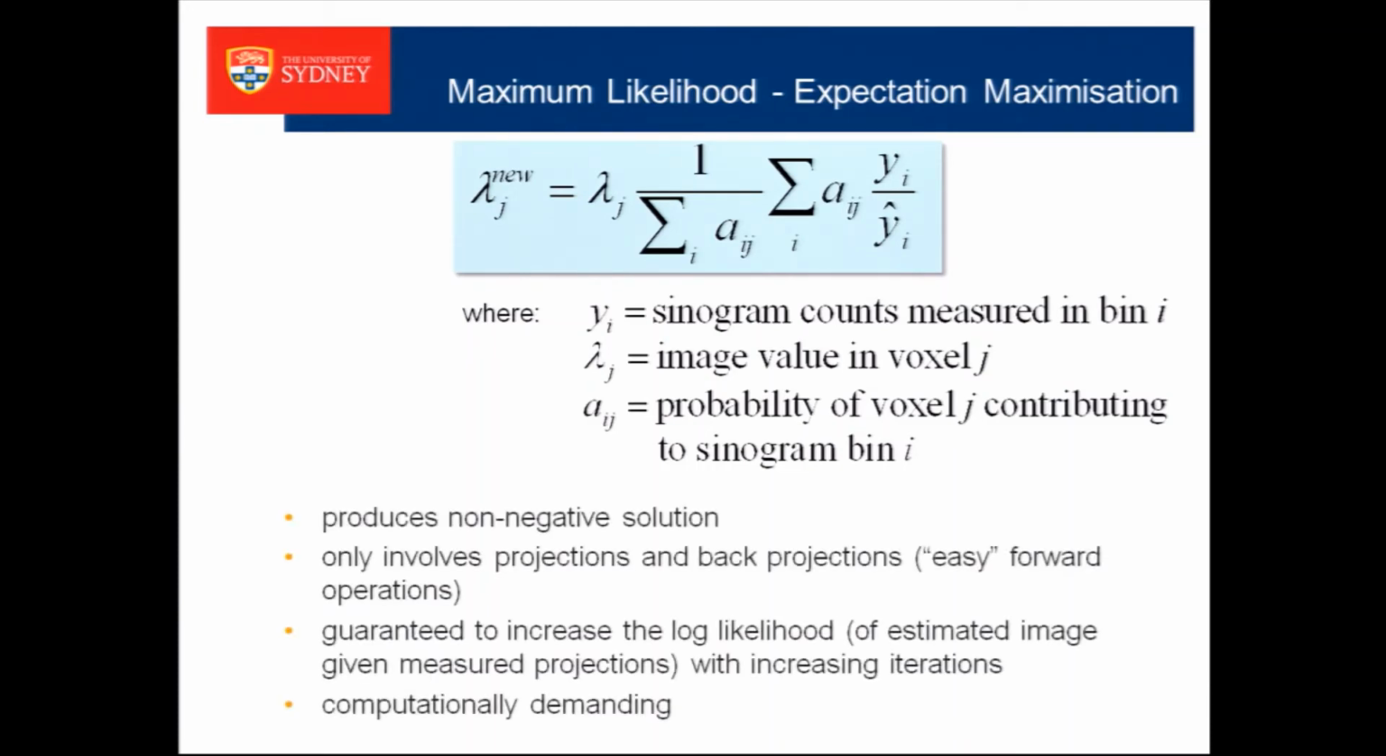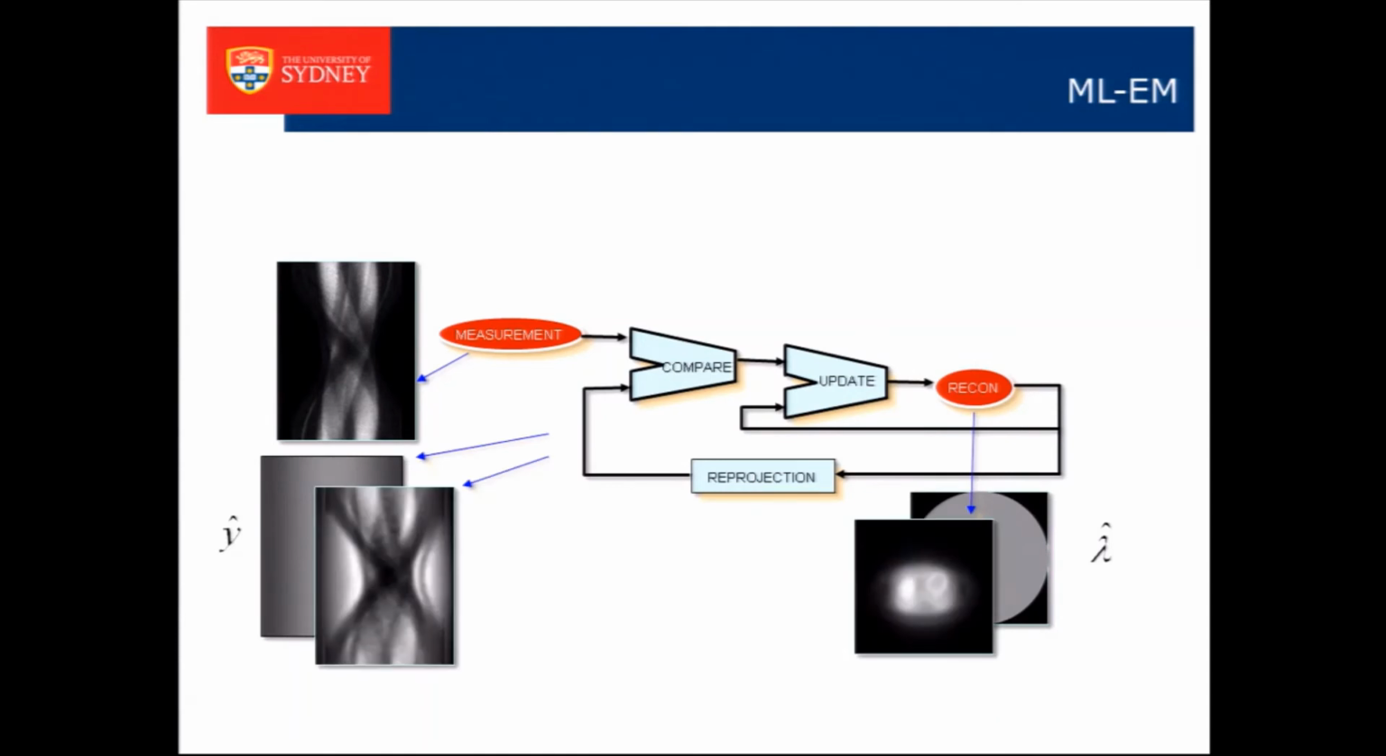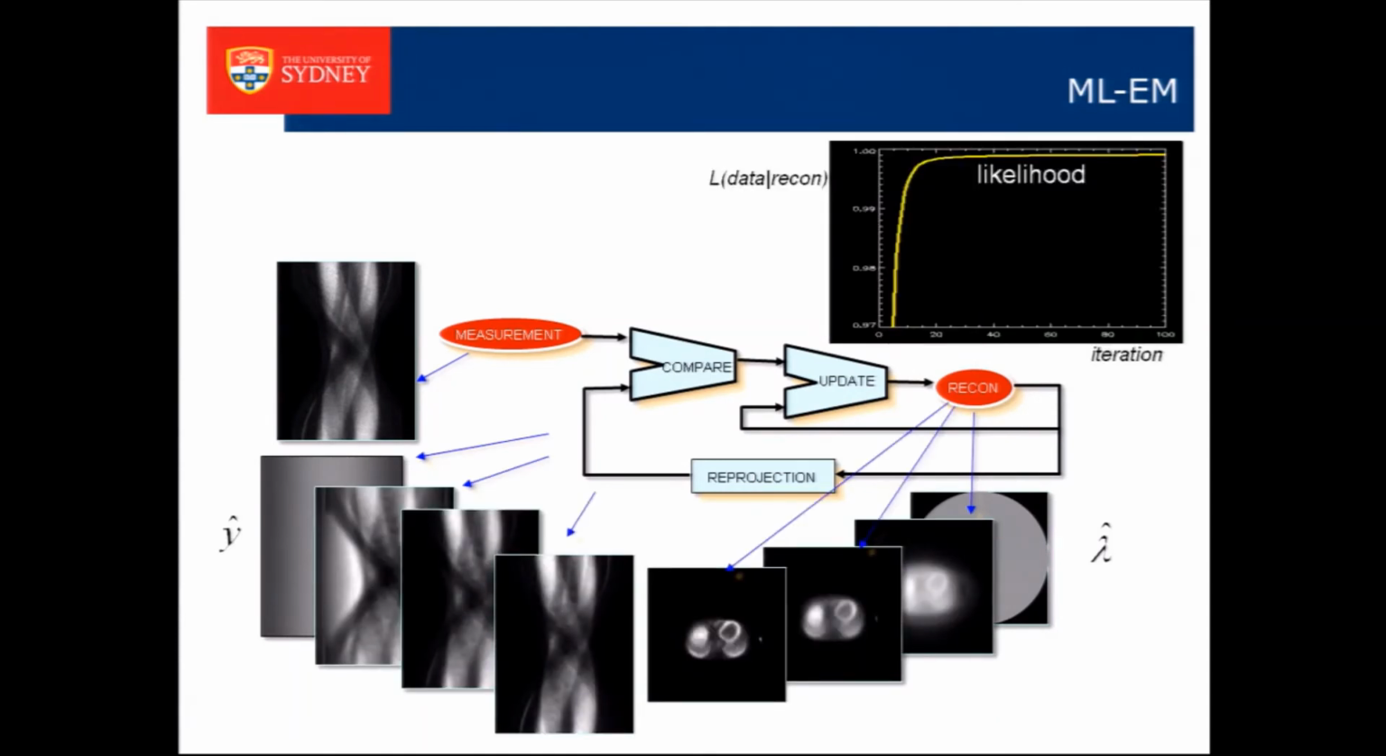So this method produces a non-negative solution. It only involves projections and back projections, so they're easy forward operations. It's guaranteed to increase the log likelihood of the estimated image given the measured projections with increasing iterations, but it's computationally demanding, and I'll show in a moment how that can be overcome. Just quickly to illustrate again that as we perform this process and proceed through the iterations, the log likelihood increases continuously.